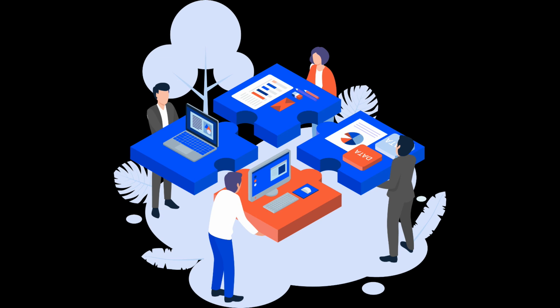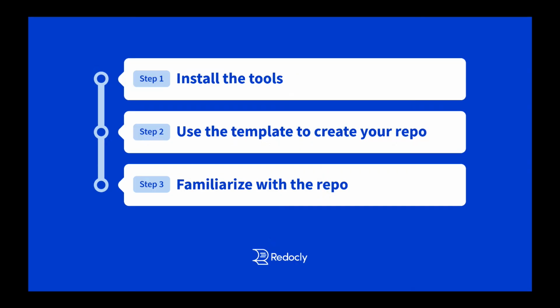That's it for this video. To summarize, you should have a repository ready to go. In another video, we'll cover how to add an endpoint, known as a path item, in OpenAPI.